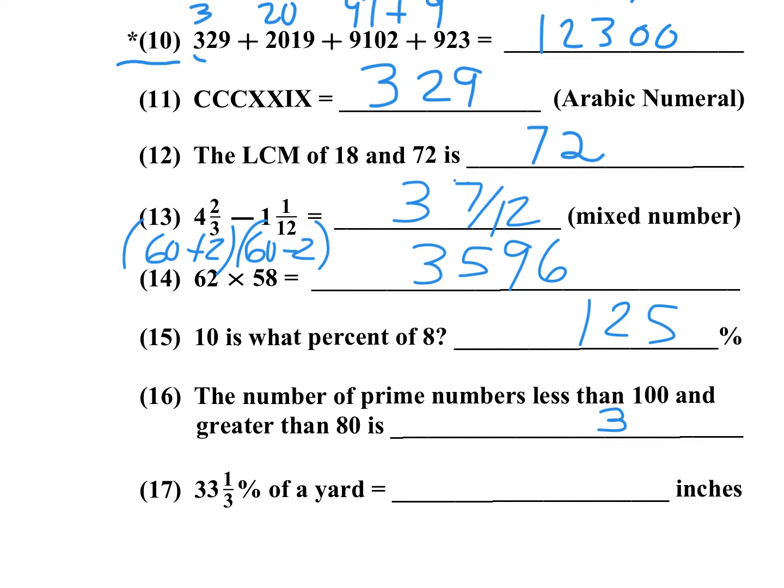Number 17, 33 and 1/3% of a yard is how many inches? Well, first of all, how many inches are there in 1 yard? 36. 12 inches in a foot, 3 feet in a yard. 12 times 3 is 36. What is 1/3 of 36? 12 inches. It's exactly 1 foot.